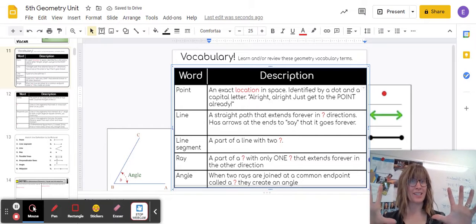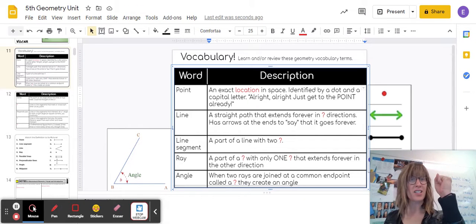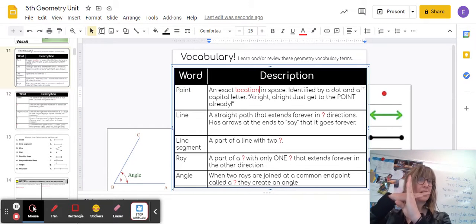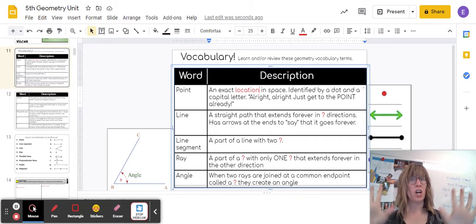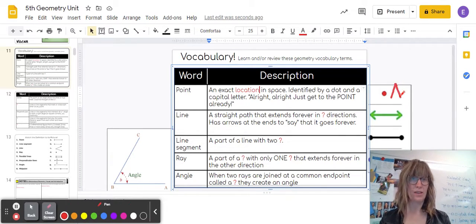And so what that means is it is something that's occupied in a very specific location, right? You might think of it like on a coordinate plane or on a line or on some sort of figure. So it's identified by a dot and a capital letter. So you might call it point A. It's always capitals. All right, just get to the point already.